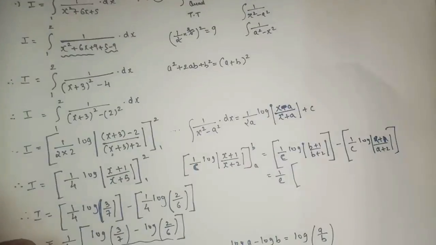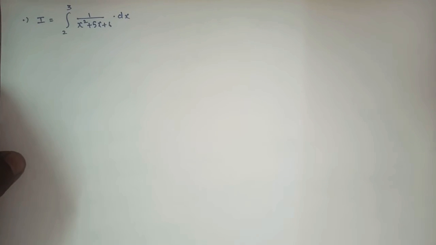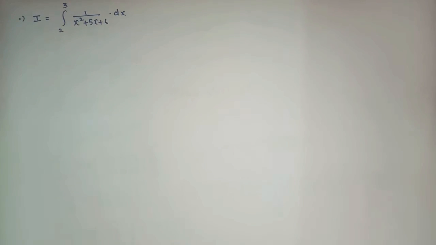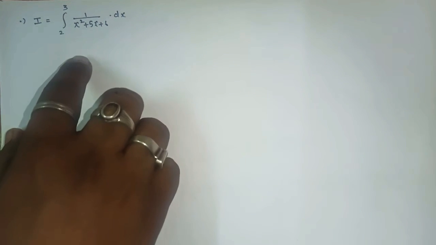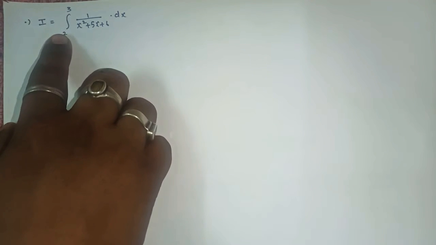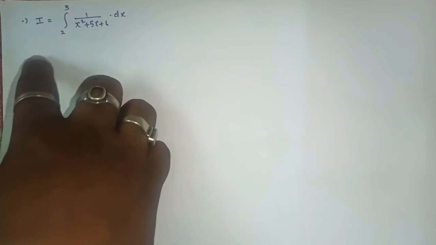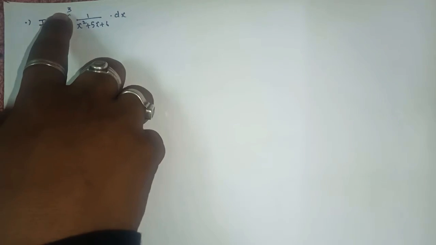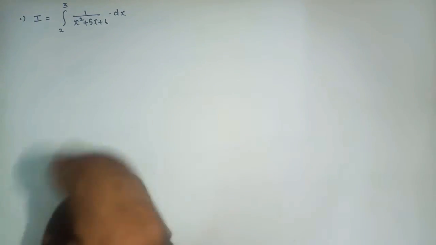Okay, here I have one more sum. It looks like the previous one only, as it is in the form of 1 upon quadratic. Here the only change is the upper limit and the lower limit. Here the lower limit is 2 and the upper limit is 3. In the previous sum it was 1 and 2. So I hope you can try this sum by yourself.